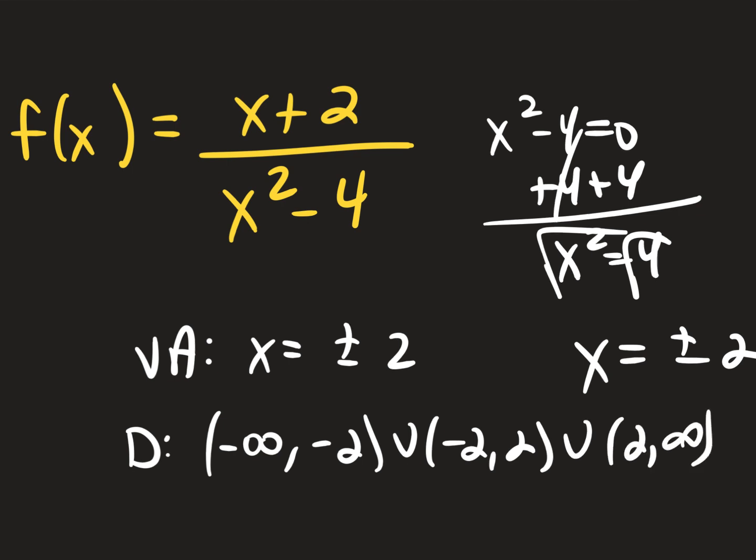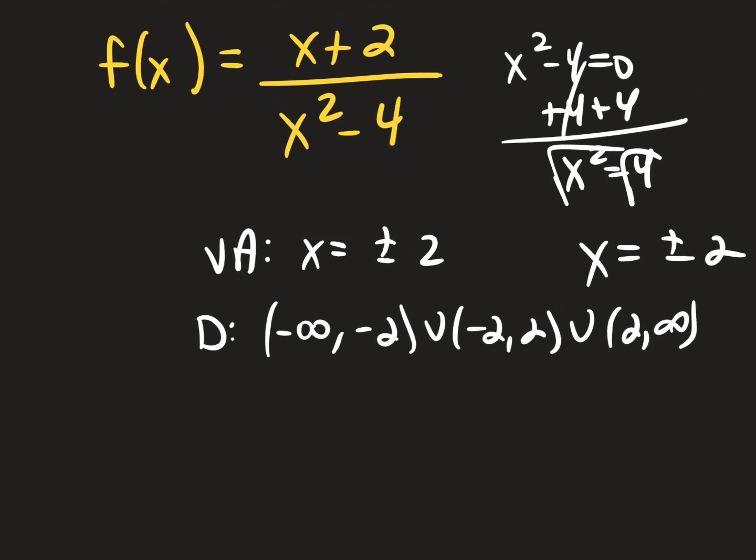Now, the reason you have to look for holes is because it will affect your domain and your vertical asymptotes. It'll also affect your graph. You are not going to have to graph holes on your test because sometimes it's very hard to figure out when you're doing it all by hand, so we'll just know that. But if you have a hole, this is what happens.